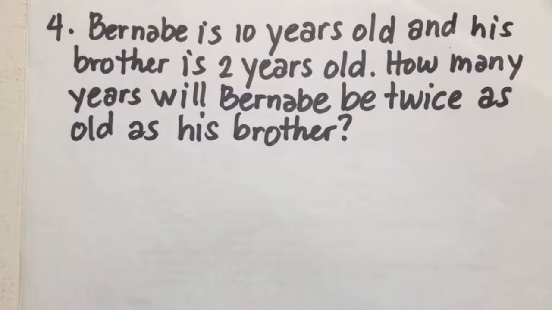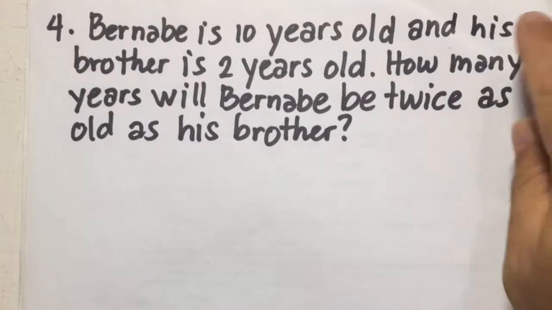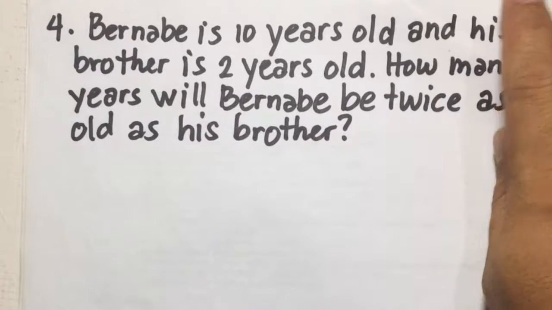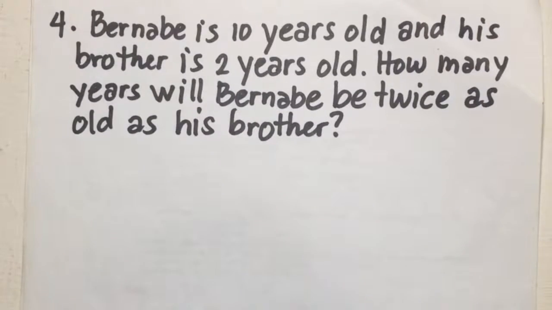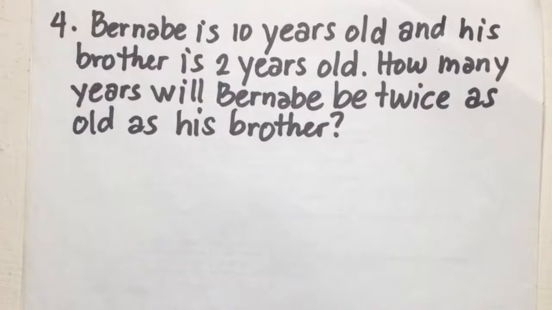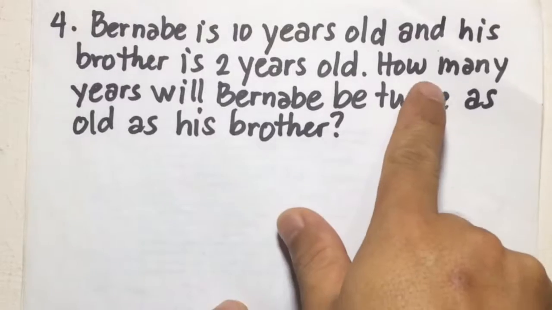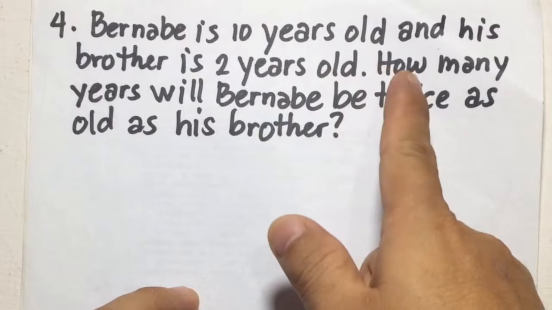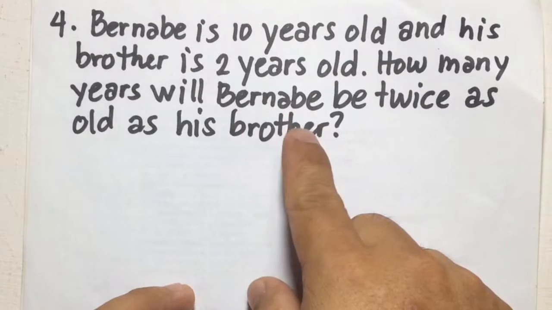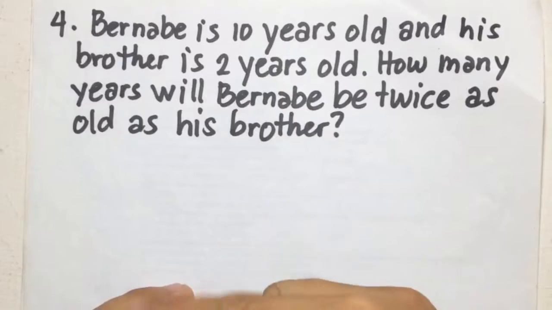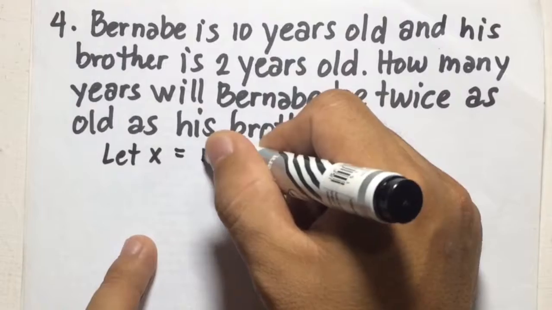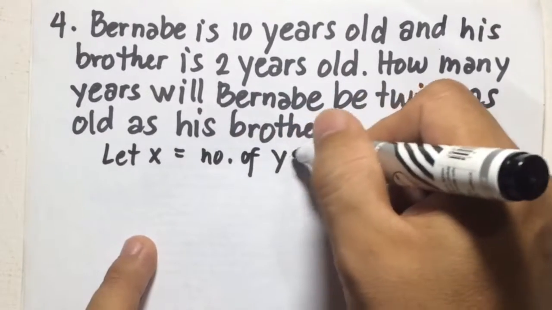Number 4, Bernabe is 10 years old and his brother is 2 years old. How many years will Bernabe be twice as old as his brother? To solve the problem, again, we're going to have some representations. So in the second statement here, how many years will Bernabe be twice as old as his brother? So we're going to look for the number of years that Bernabe will be twice as old as his brother. So we can let X be the number of years.